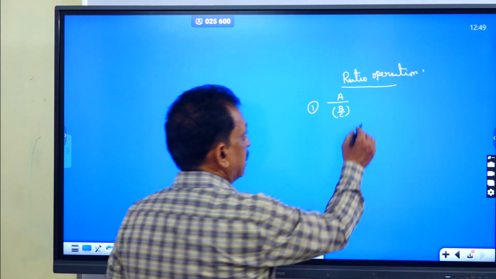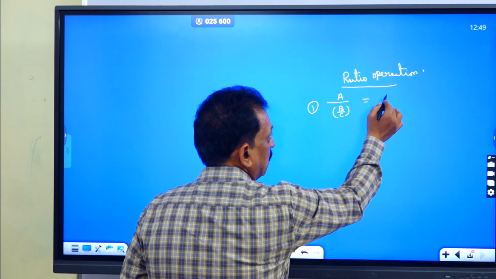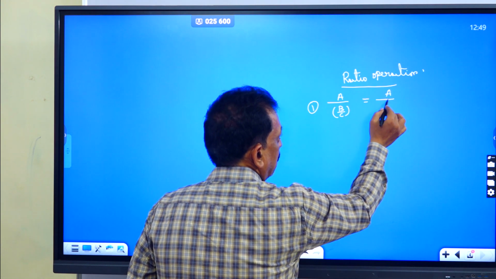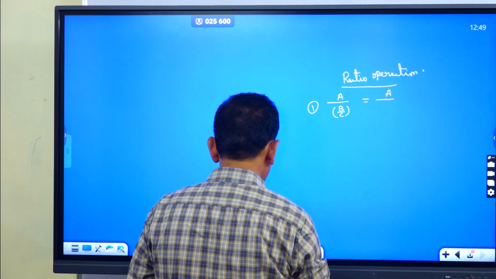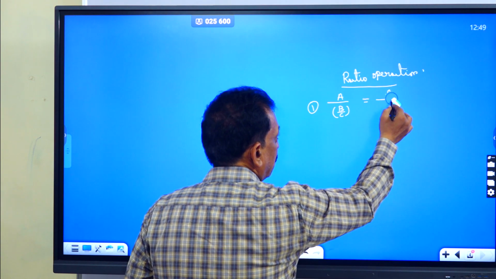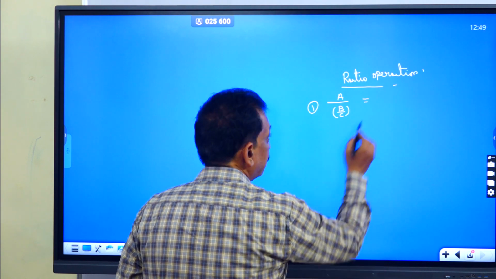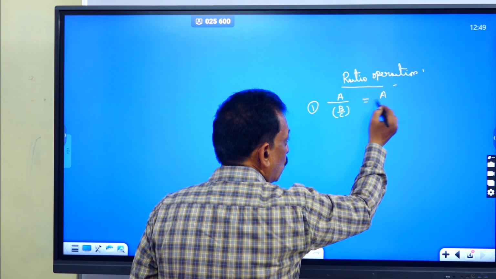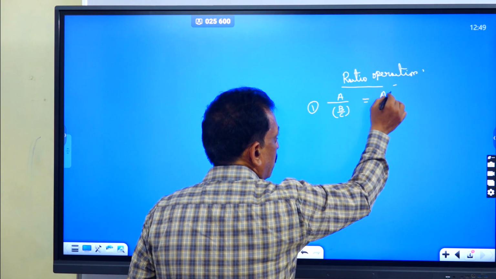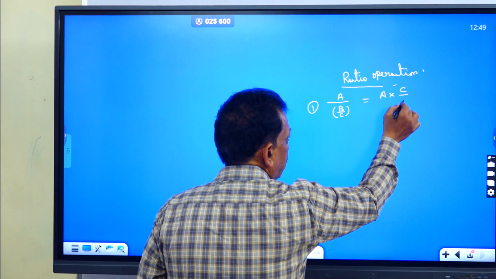Now, how to write this one? The numerator won't change, this is A by A only. So A by what can I write? A into the denominator, and what is the numerator? A into C by B.